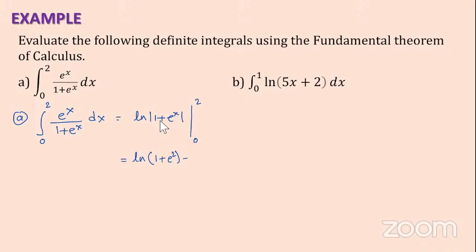minus, if I plug in 0, it will be the natural log of, e to the 0 is 1, and 1 plus 1 is 2. So it is equal to the natural log of 1 plus e squared minus the natural log of 2. Since this is the difference of two natural logs, it can be written as the natural log of 1 plus e squared divided by 2. So this is how much we can simplify this.